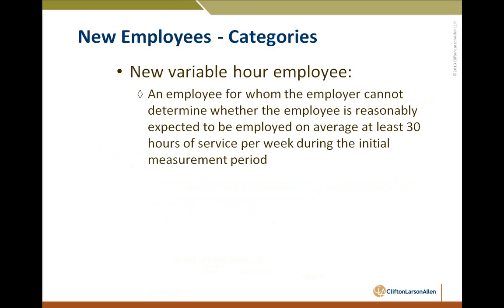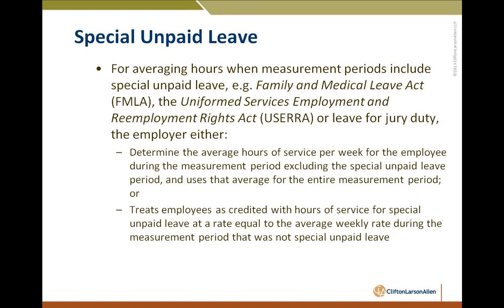Now, a new variable hour employee would be someone where you can't determine whether or not they're reasonably expected to be employed at least 30 hours of service per week during the initial measurement period. And then, again, if there are special unpaid leaves, there are different rules. And again, I'm giving you these slides to tell you what some of these rules are. We don't have a lot of time today to go over that, but you basically have to look at their average hours of service a week during a measurement period that excludes the leave, and then you would actually credit them with hours of service during the leave.